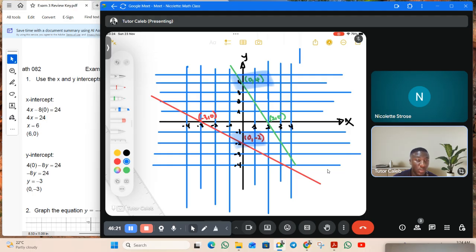That we know for sure. We may not know at what point it cuts the y-axis, but we know that the x-coordinate will always be 0. You agree? Now, the next thing that we know is that wherever a line cuts the x-axis, the y-coordinate is always 0. Wherever a line crosses the x-axis, the y-coordinate is always 0.